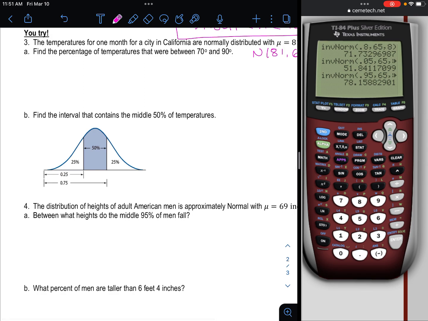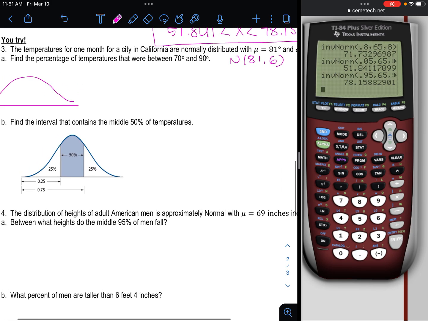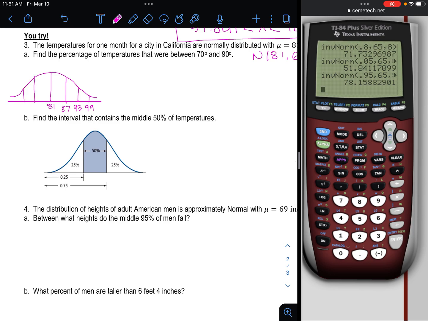So first off, I want to see if I don't have to use technology. So I'm going to draw my bell-shaped curve here. My mean is 81. And then standard deviation, 3 to the right: plus 6 is 87, plus 6 is 93, and then 99. 3 to the left: subtract 6, 75, 69, subtract 6, 63. Okay, so I want between 70 and 90. So 70 is here, 90 is here. Definitely can't use the empirical rule, but I want this shaded region right here.